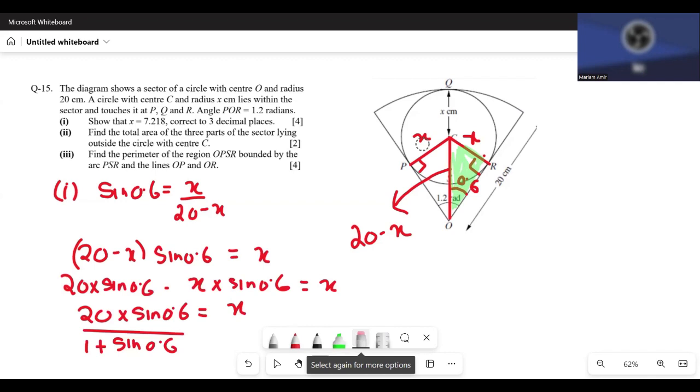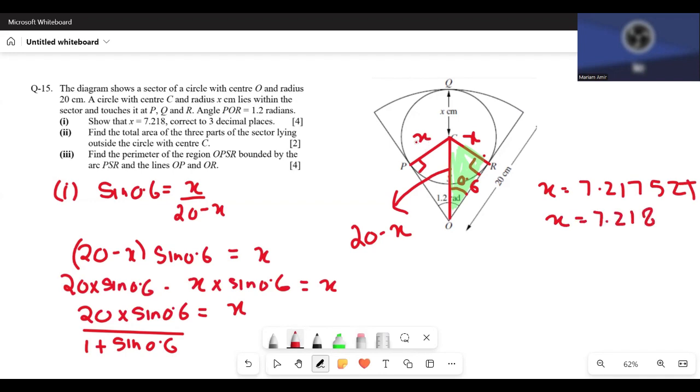So I'm getting 7.217527. So x is coming out to be 7.217527, which rounds off to 7.218 in 3 decimal places, as shown here.